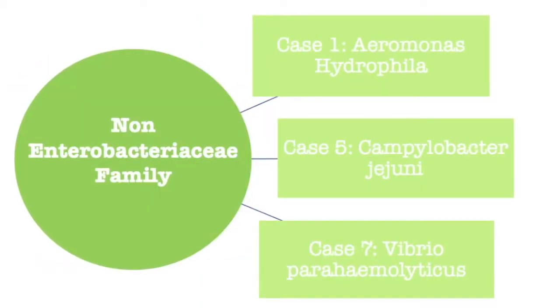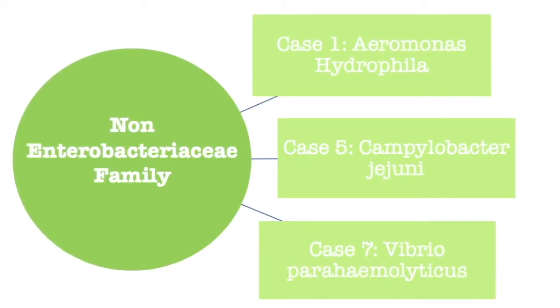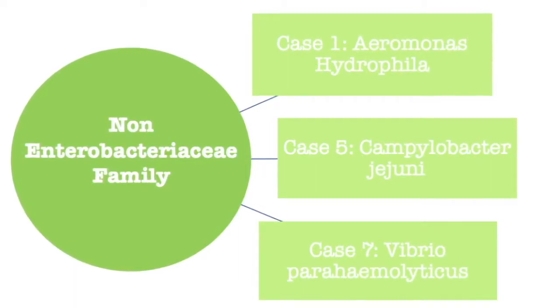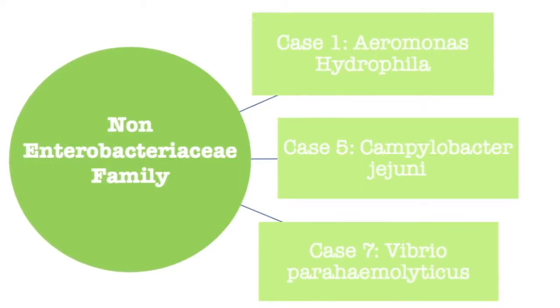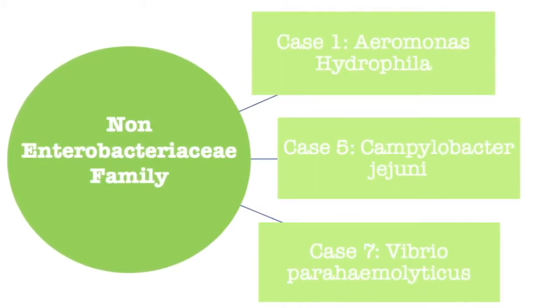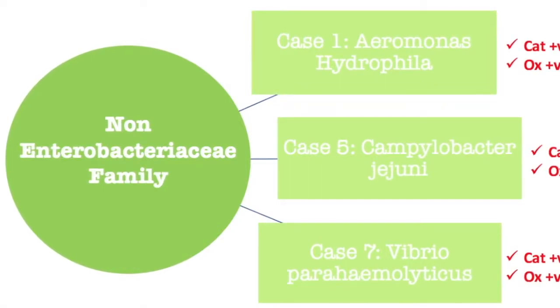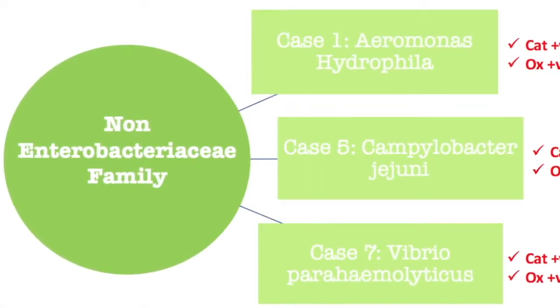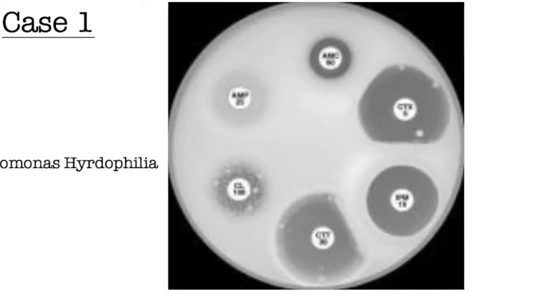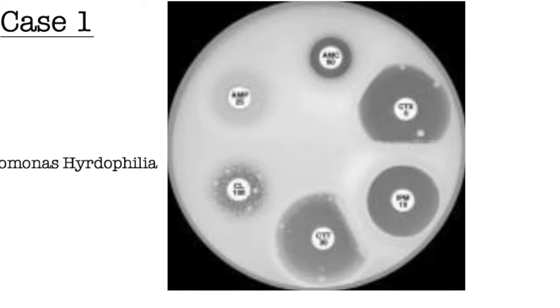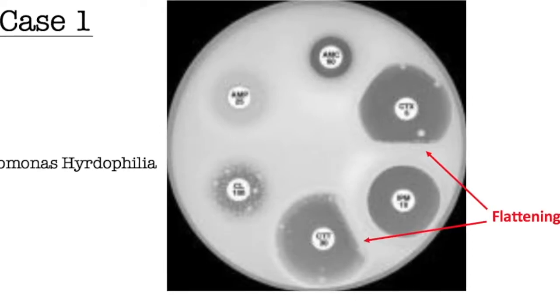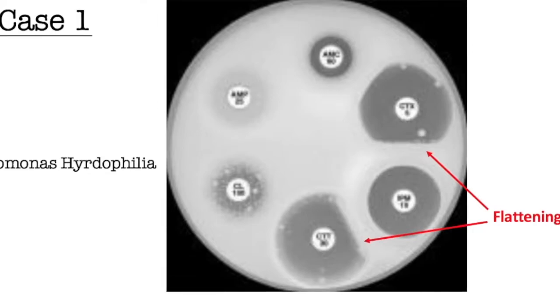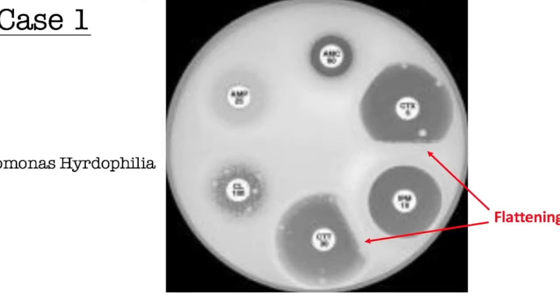Of the non-Enterobacteriaceae organisms, the ones found in the case studies were Aeromonas hydrophila, Campylobacter jejuni, and Vibrio parahaemolyticus, all of which were catalase positive and oxidase positive. It's important to note that Aeromonas hydrophila found in case 1 is an S. chapum organism. This will induce a flattening effect in the presence of a beta-lactam antibiotic and is indicative of resistance to beta-lactam antibiotics. It therefore needs to be treated with either cefotaxime or imipenem.